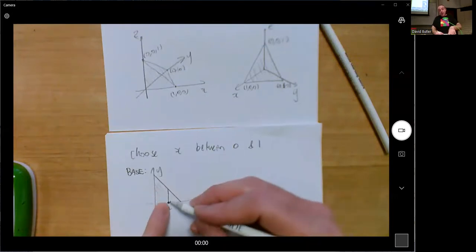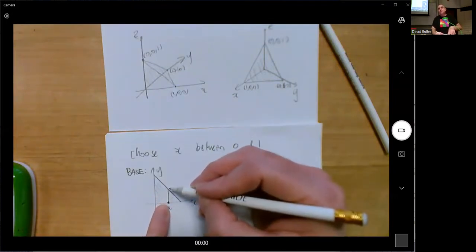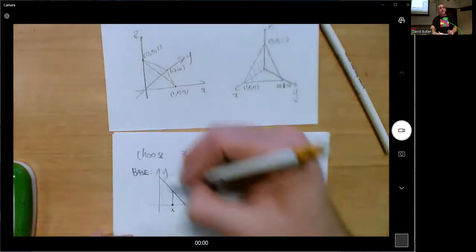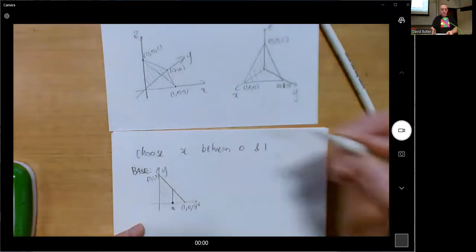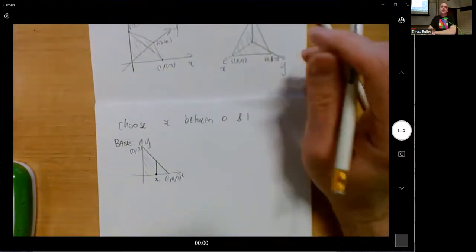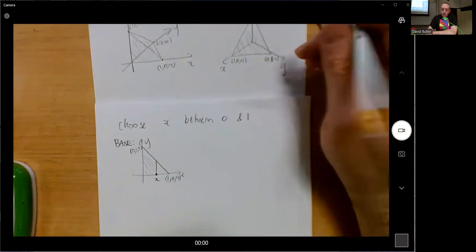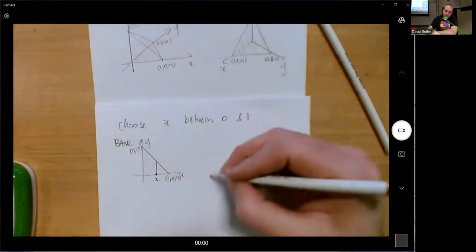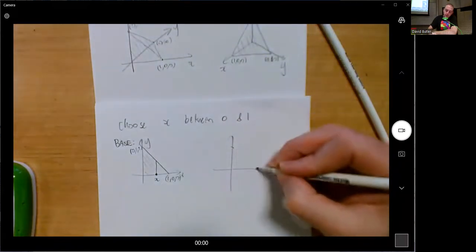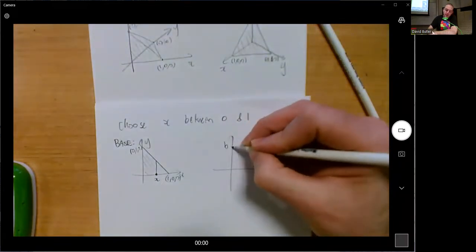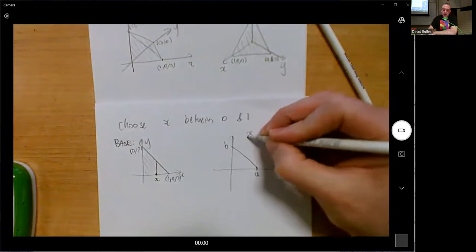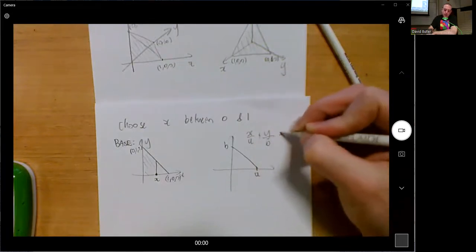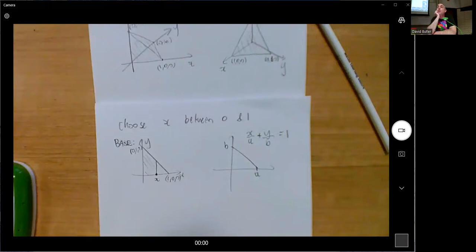And so I need a formula to tell me how many y's there are, which means I need to figure out what this line is. So here's important piece of information 1. If you have a line with x-intercept A and y-intercept B, then its equation is x on A plus y on B equals 1. I don't know if you knew that. That's the intercept form of an equation of a line.